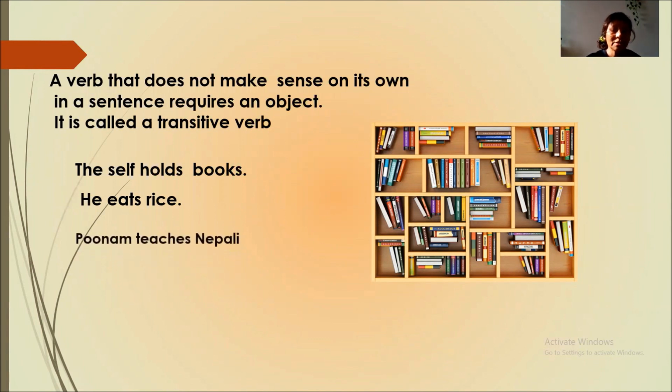Okay, Punam teaches Nepali. Okay, if you say just Punam teaches, could you get complete meaning? Not at all, right? So it requires objects. The verb that requires an object to make sense is called a transitive verb. That means the verb which takes a direct object, that is a transitive verb. Okay, so easy. The verb which takes a direct object, that is a transitive verb.